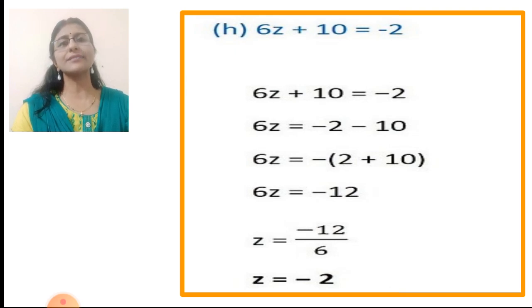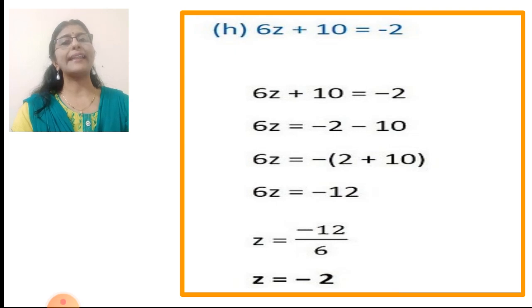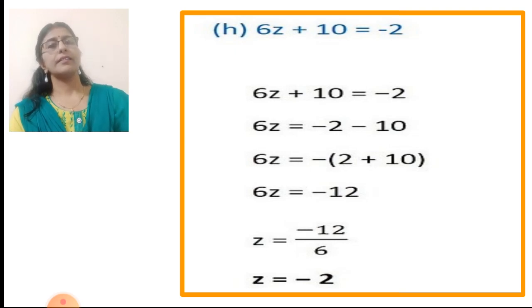6 upon 6 will be cut, you will get 1z, and minus 12 will be divided by 6. So minus 12 divided by 6 will be, 6 2s are 12, so you will get 2 in the numerator, and it has a minus sign. So z will be equal to minus 2. Children, practice all these sums again in your notebook.